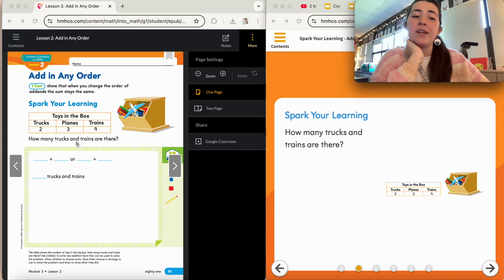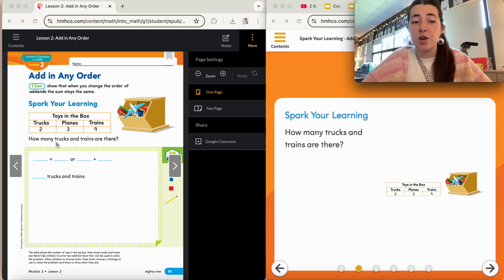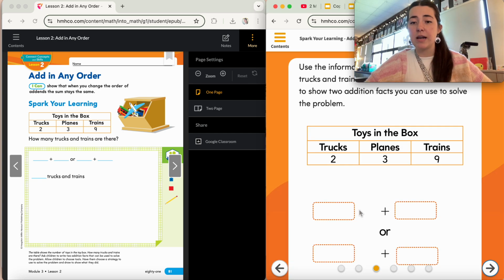So our question is how many trucks and trains there are. So we're not going to worry at all about planes. In fact, if you want to take your pencil and X off planes, you can, because that's information that we don't need. We know we need trucks and we need trains, okay? So it wants to know how many trucks and trains there are. I'm going to click to our next page.